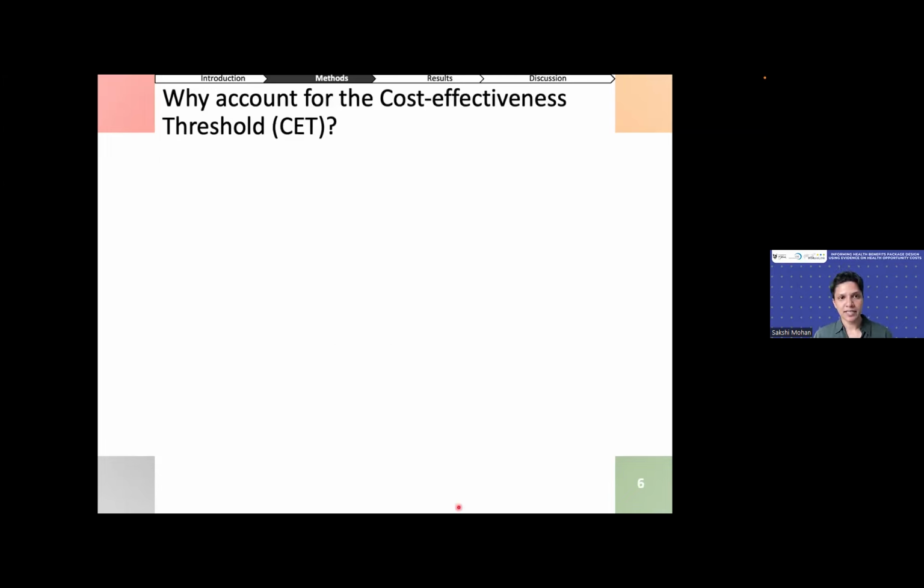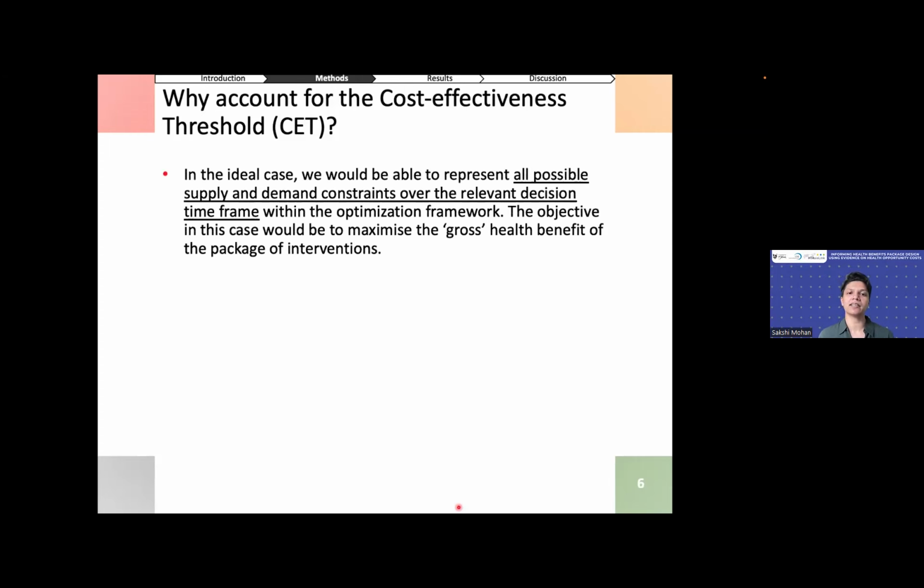I also wanted to emphasize why we needed to account for the cost effectiveness threshold within this analysis. In the ideal case, if you're applying constrained optimization and you're able to capture all the possible supply and demand side constraints in the health system over the relevant decision time frame, then we don't actually need to account for a cost effectiveness threshold, because all of those individual constraints will capture what the CET is trying to capture. And the objective in this case would simply be to maximize the gross health benefit of a package of interventions instead of the net health benefit.